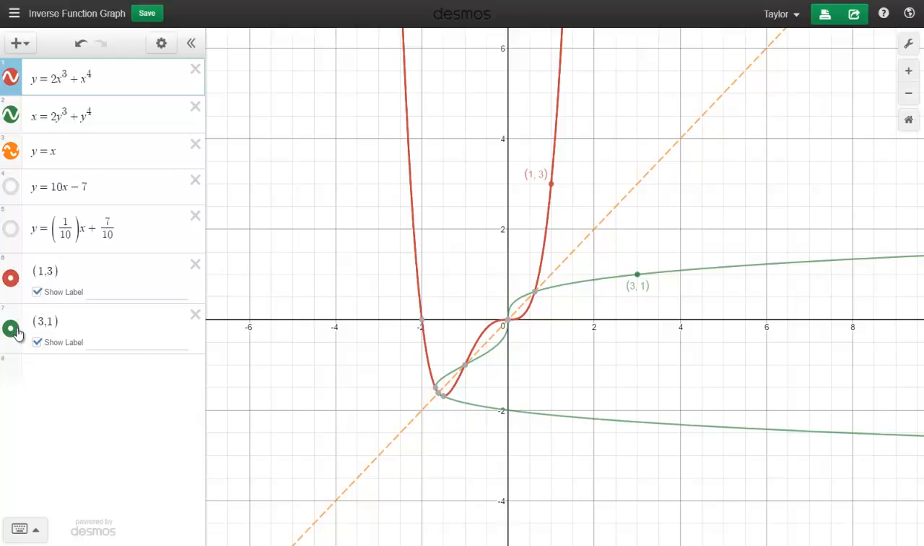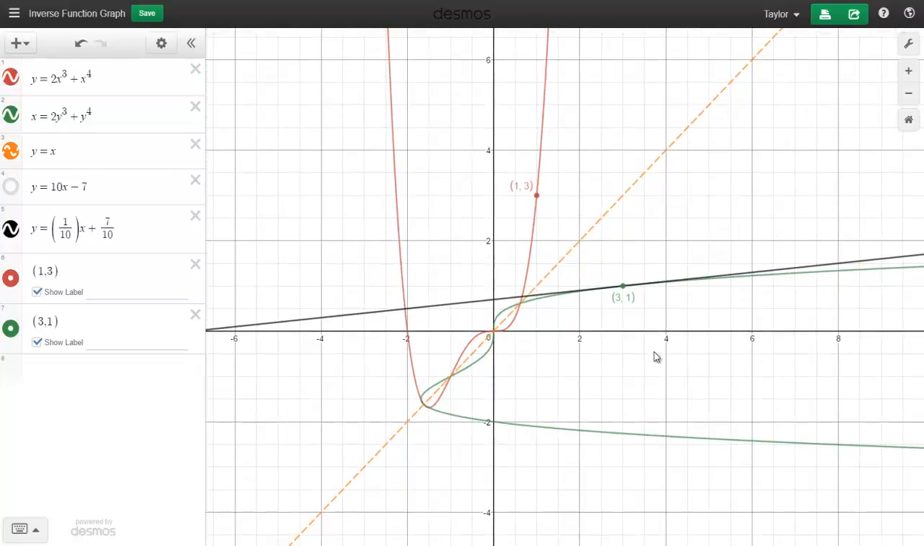So what I found was that the slope of f inverse at this point right here, at (3, 1), was 1 over 10. If I use point-slope form to find the equation of this tangent line right here, it's y equals 1/10 x plus 7 over 10. And there you go. So there is the tangent line at (3, 1).